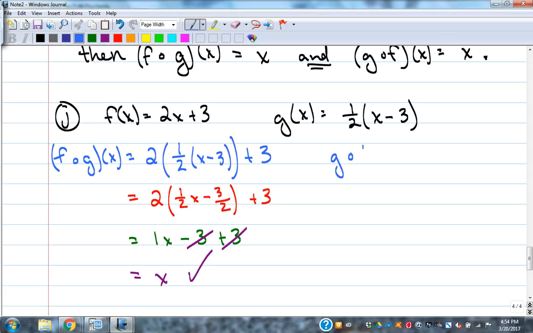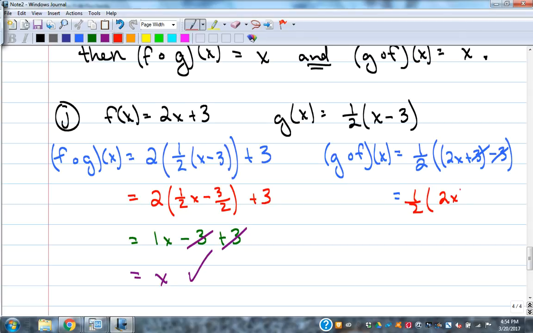I need to do G composed with F of x. So that'd be 1/2, and then in the place of x, I'm going to put 2x plus 3 minus 3. This was a little easier actually to do, even though it's got a fraction in it originally. These 3's cancel each other out. That gets you 1/2, and then 2x is all that's left in there. So half of 2x would be x. Hey, it verified in that direction too.